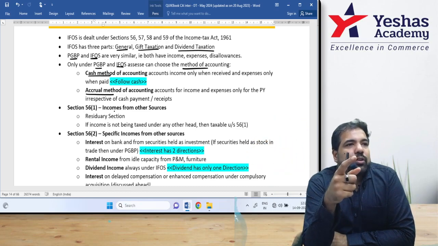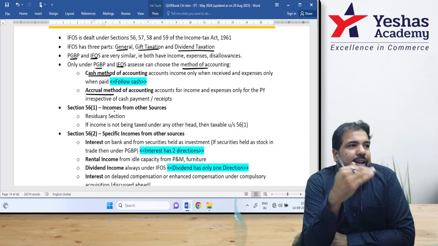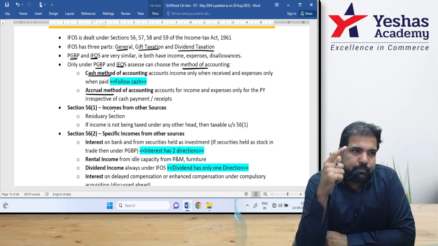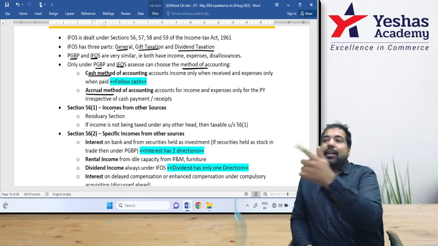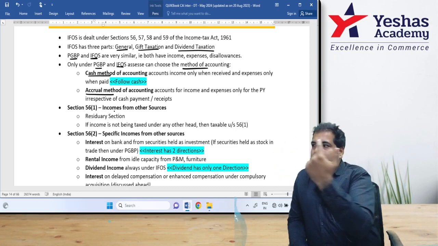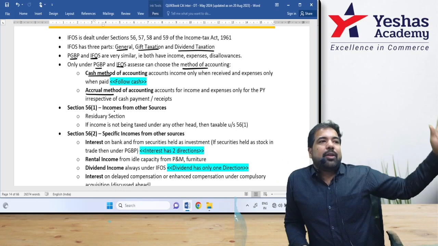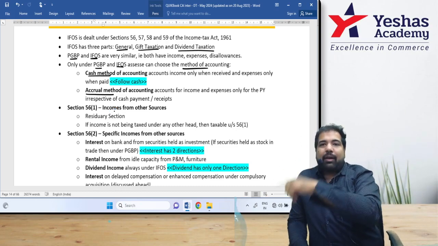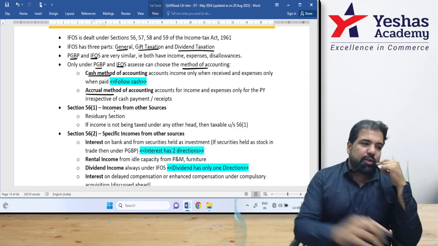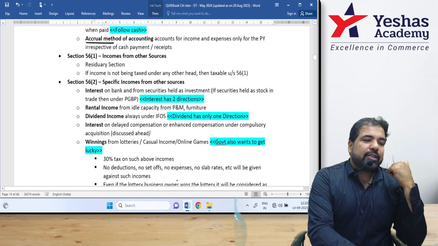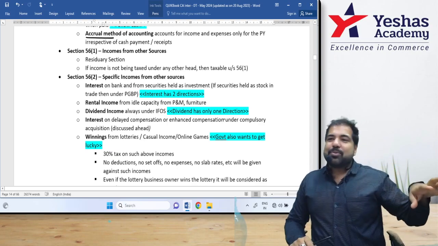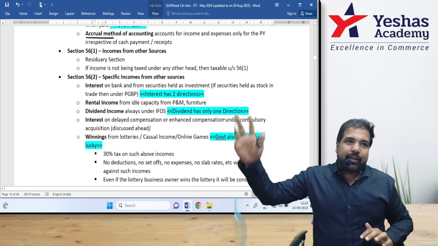Guys, remember forfeiture? Someone gave you an advance of 10 lakh, it was forfeited. Is it your income? Where will it go, guys? Remember Keyman Insurance. Keyman Insurance is always taxable. If the person gets the money, it's salary, but if the family member gets the money, IFOS, so it is also taxable here. Dividend has how many directions, guys? Only one direction.